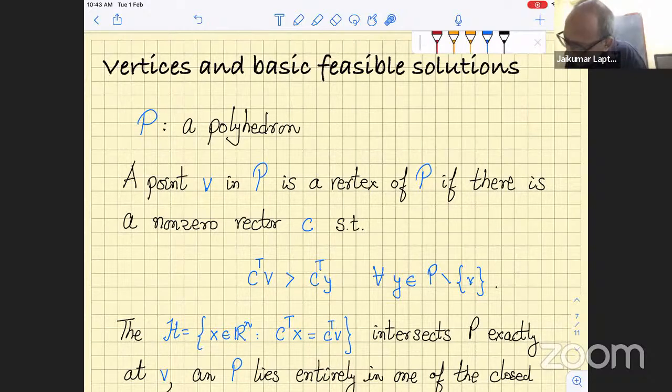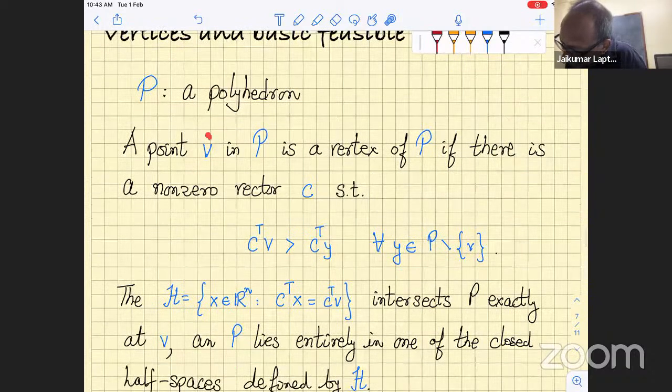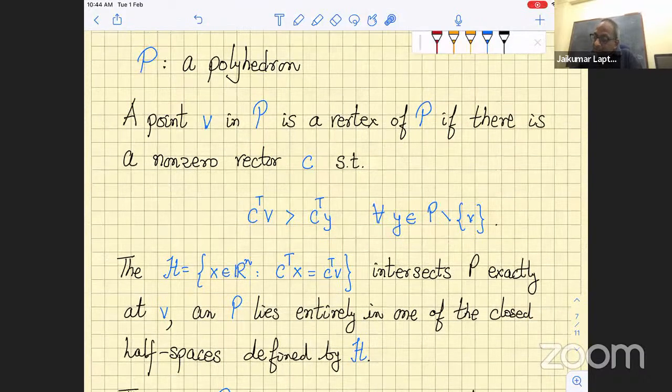Suppose P is a polyhedron, and we say that an element of this polyhedron is a vertex if it is the unique optimum of some linear objective function. That is, if there is a non-zero vector c such that c transpose v dominates c transpose y for every point y other than v in the polytope.